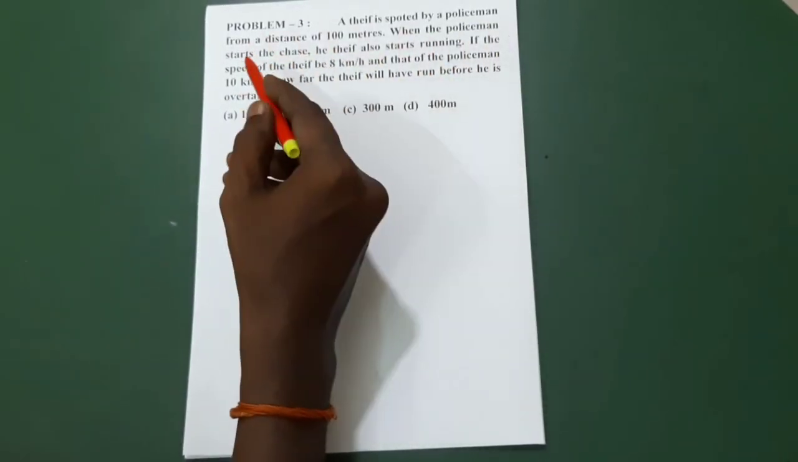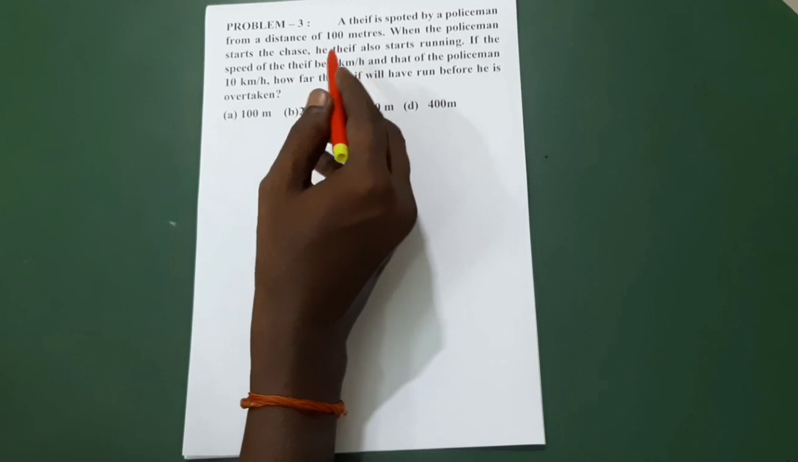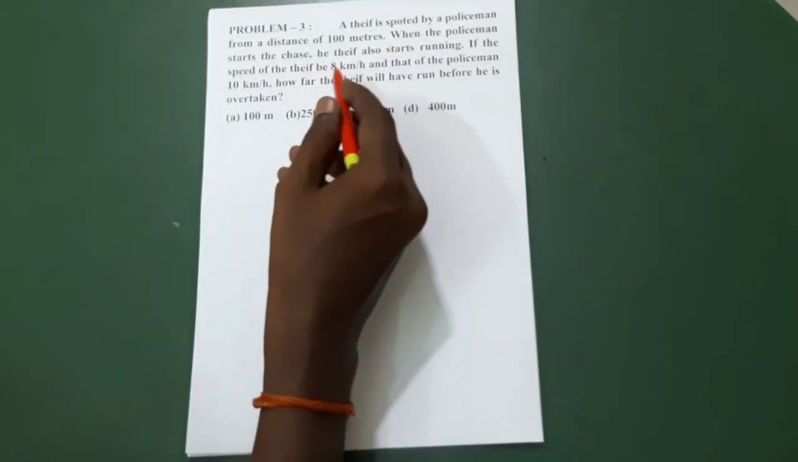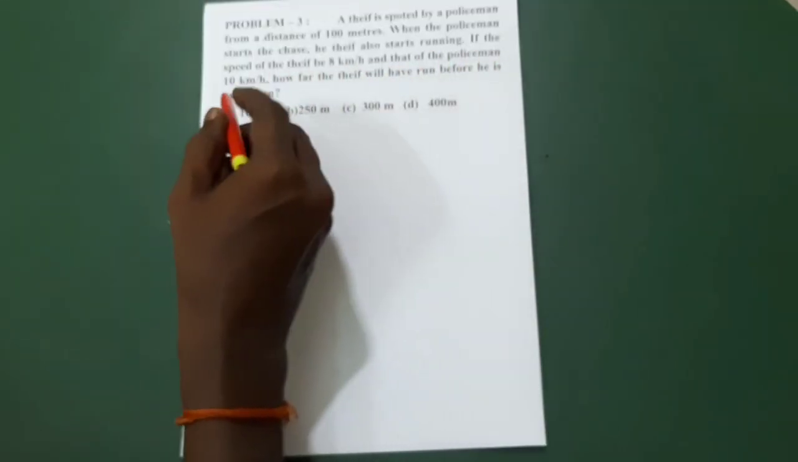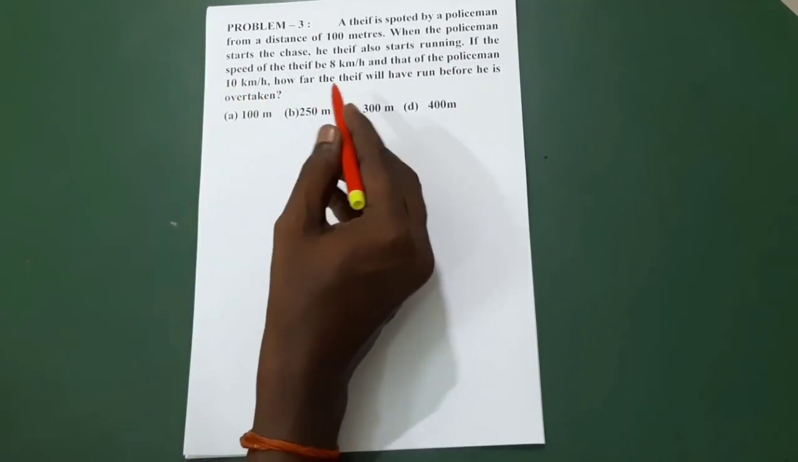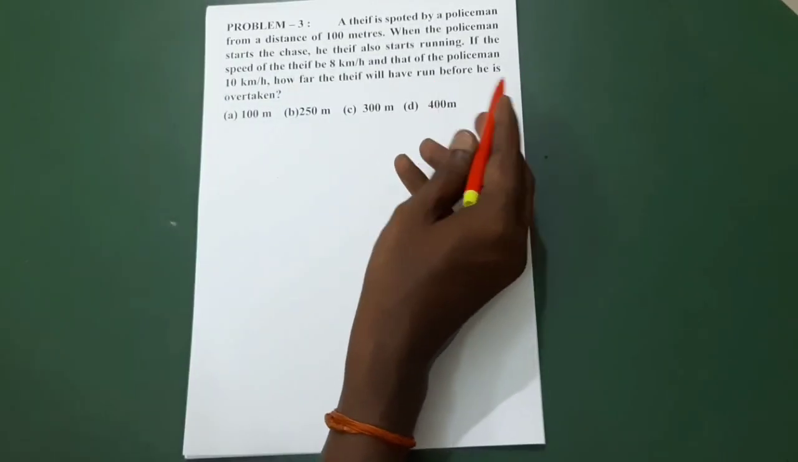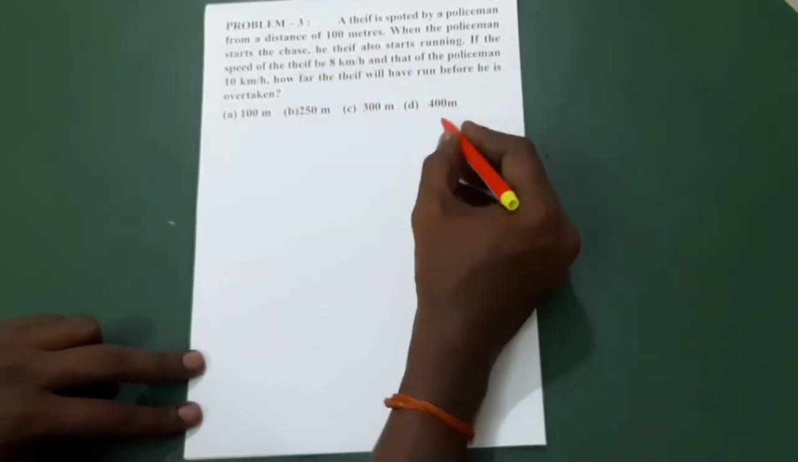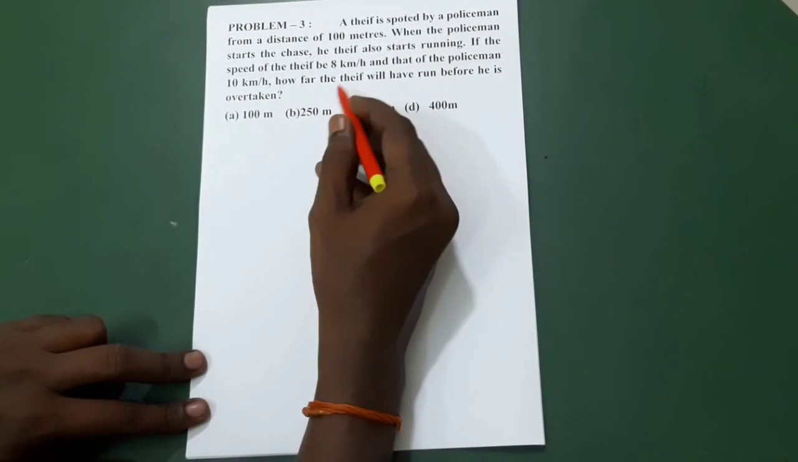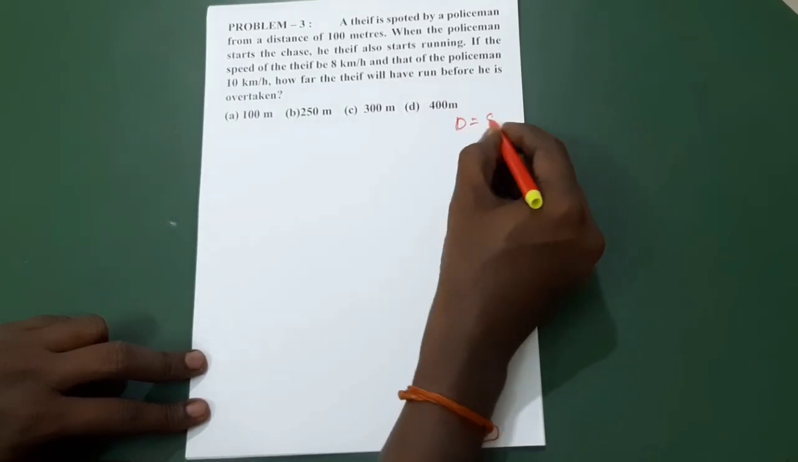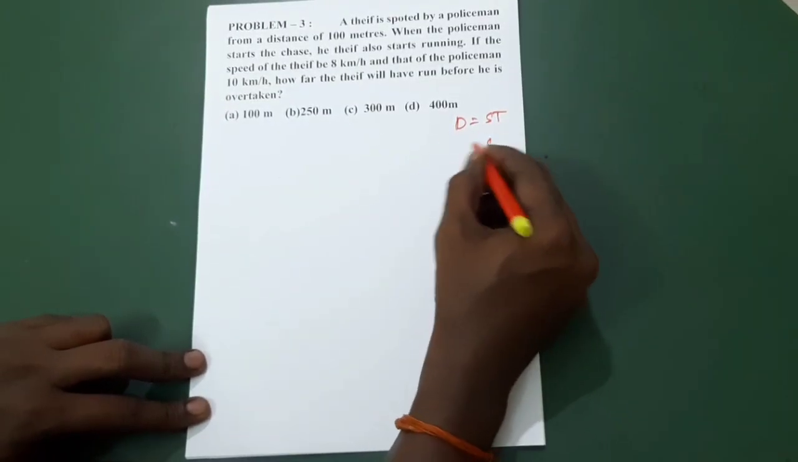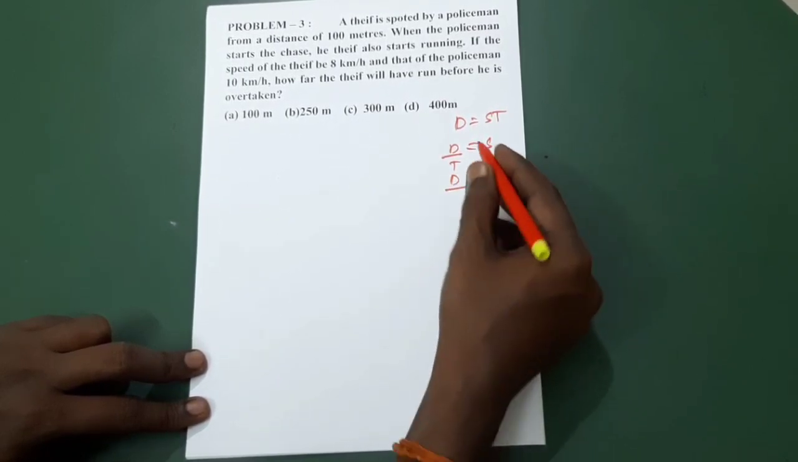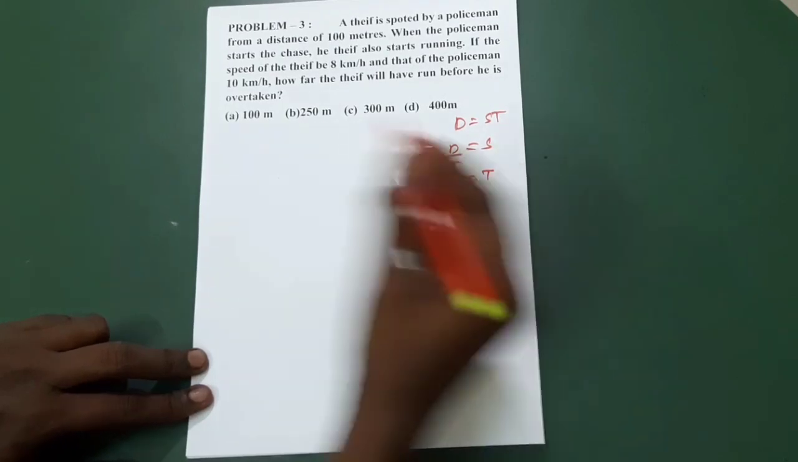Next problem, a thief is spotted by a policeman from a distance of 100 meters. When the policeman starts the chase, the thief also starts running. If the speed of the thief is 8 km per hour and that of the policeman is 10 km per hour, how far will the thief run before he is overtaken? That means if the policeman catches the thief, that's what we have to find, the distance. So always we have to write D is equal to ST, and S is equal to D by T, and T is equal to D by S.